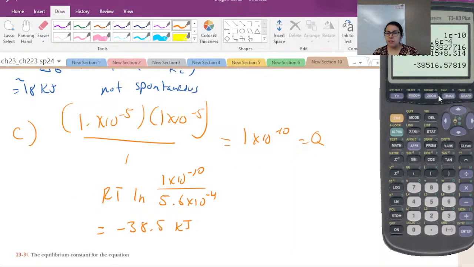Because remember, there's no negative sign there, and then you do the natural log of this, and I got negative 15.